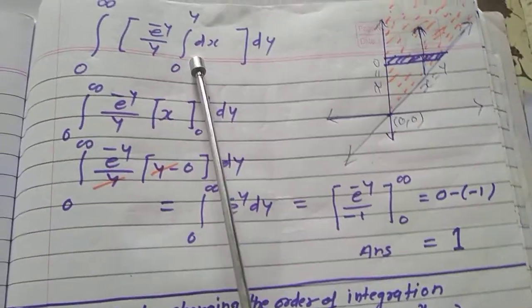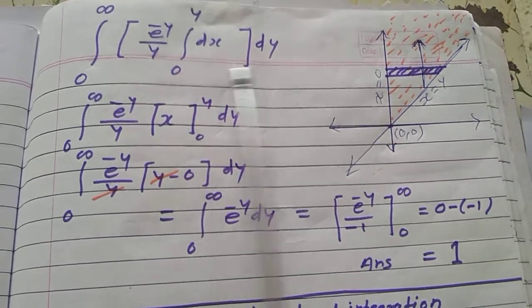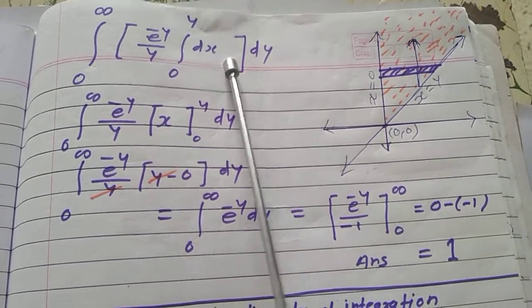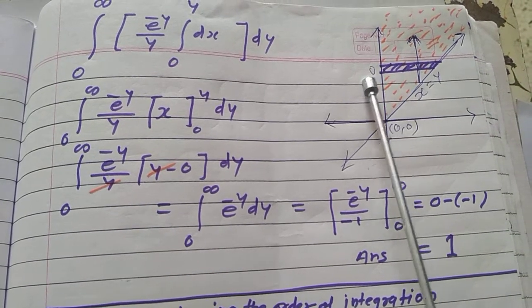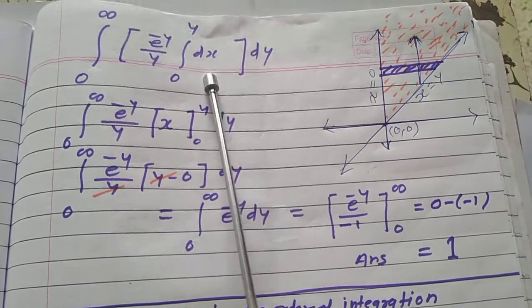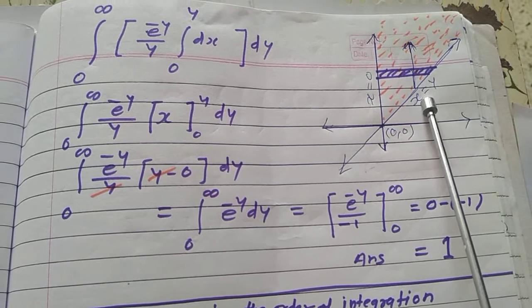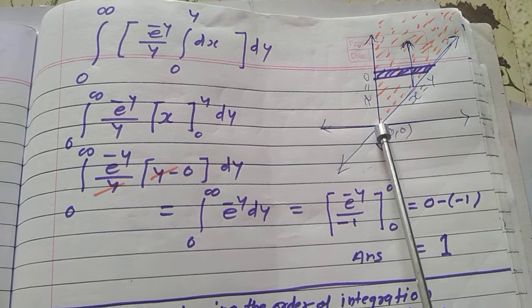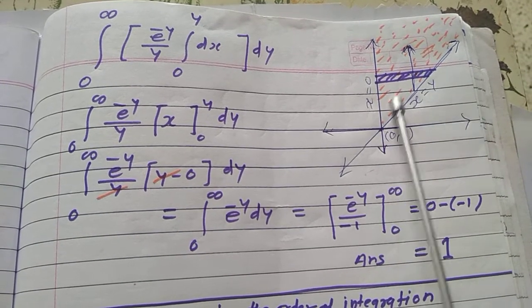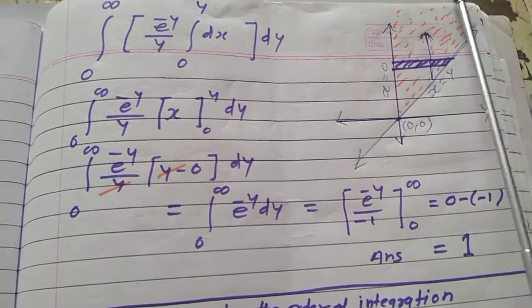Now change the strip, because I want to first integrate with respect to x. What is the lower limit of x? 0. What is the upper limit of x? y. Now bring this strip. So the limit of y is 0 and the upper limit is up to infinity.